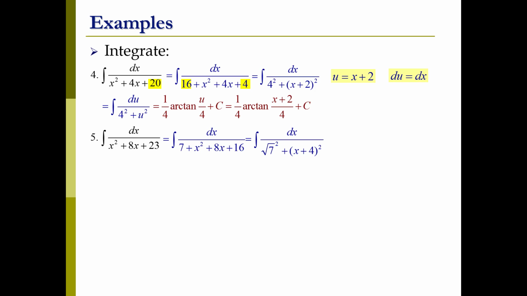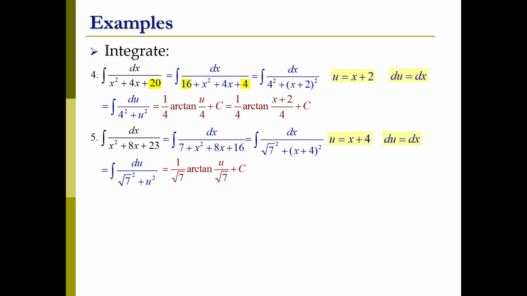So once again, we're going to use our u substitution. We're going to let u equal x plus 4. du is dx. Now that du equals dx, we could use our u substitution. We're going to get du in the numerator, a squared, which is radical 7 squared, plus u squared. We know that this right here gives us the form of arctangent. We're going to get 1 over a, 1 over rad 7, arctangent of u over rad 7 plus c.